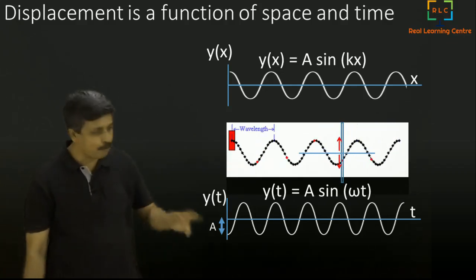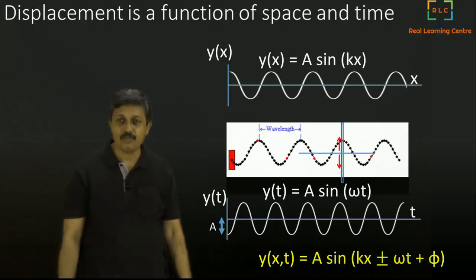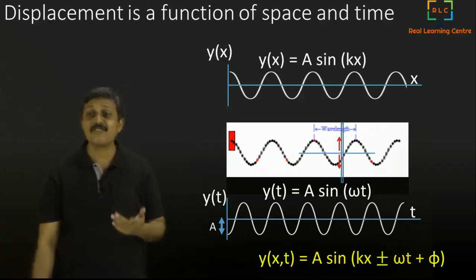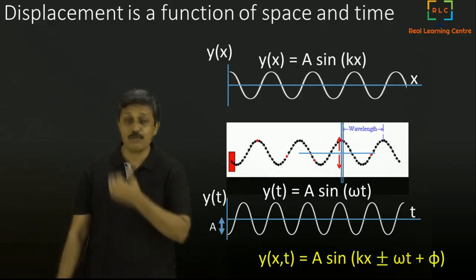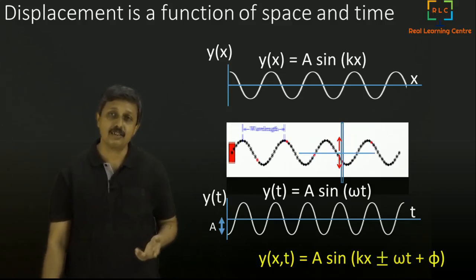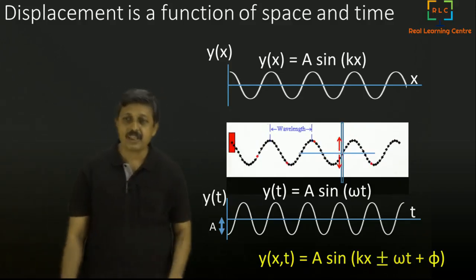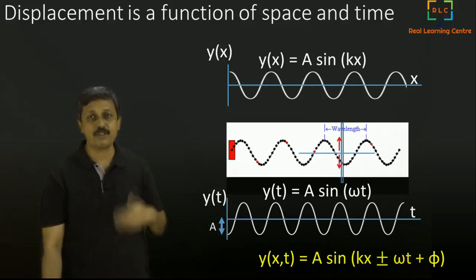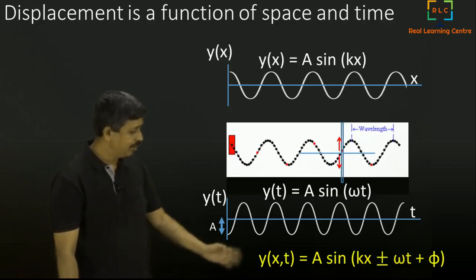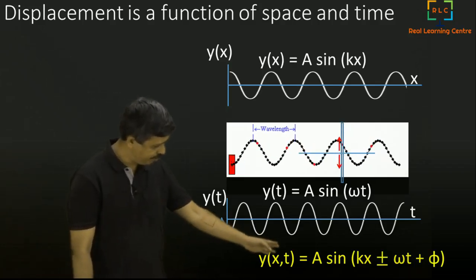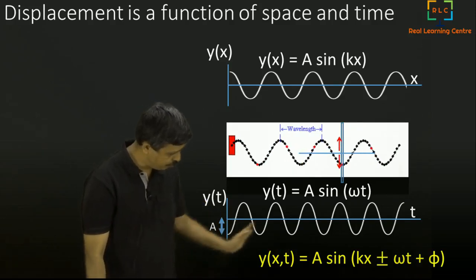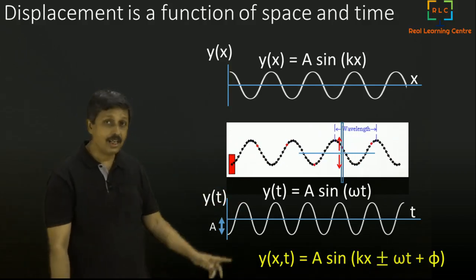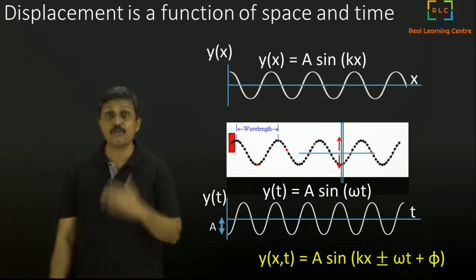So you can actually combine both the equations and write y of x comma t, meaning displacement as a function of both x and t, is a sine of kx plus or minus omega t plus phi. So what does it mean? It means a is amplitude, it varies as a sine with respect to both time and space, and kx is telling us its variation with respect to space, and omega t is showing us its variation with respect to time, and plus or minus simply tells us the direction of the movement of the wave.